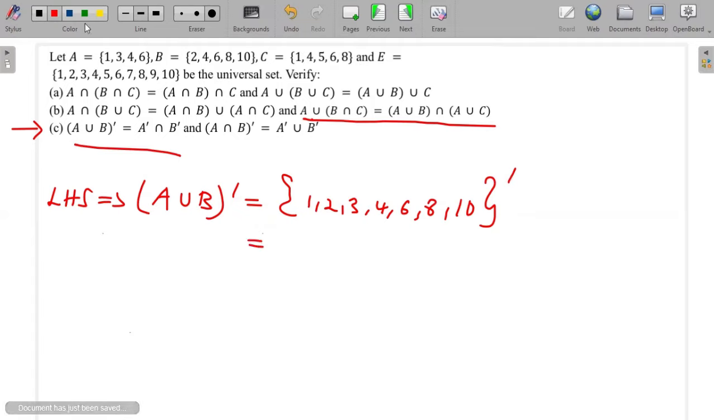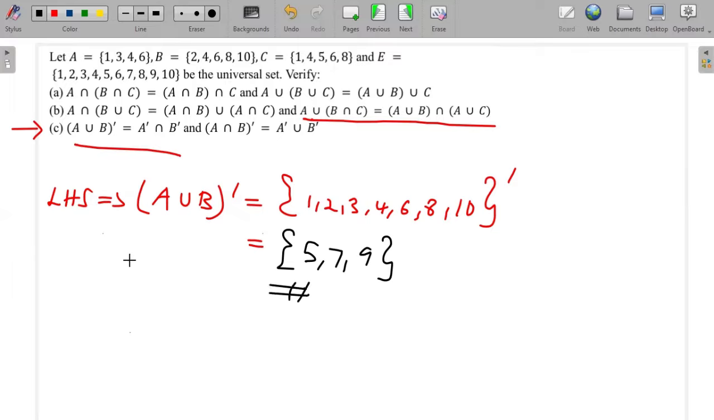Complement simply means whatever is in the universal set but is not appearing here. So here I have 1, 2, 3, 4. 5 is not appearing here, so it should be in the complement. 6 is there, 7 is not appearing, 8 is there, 9 is not appearing, and that's all. So in the complement of A union B, we're going to have 5, 7, and 9. So that is what I have on my left.